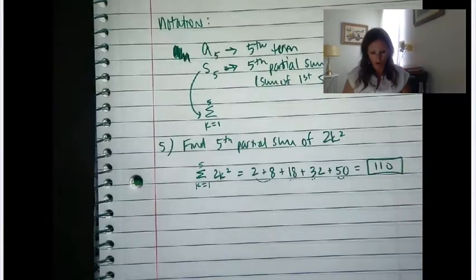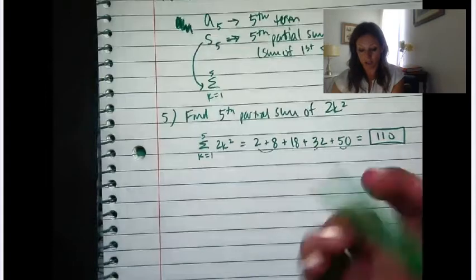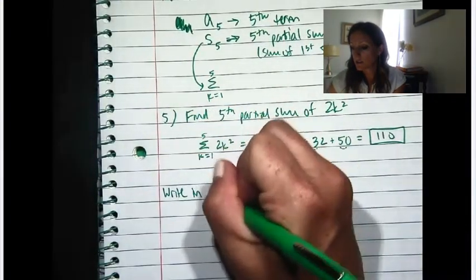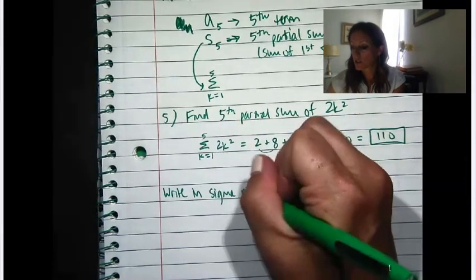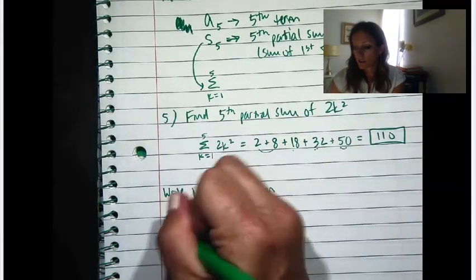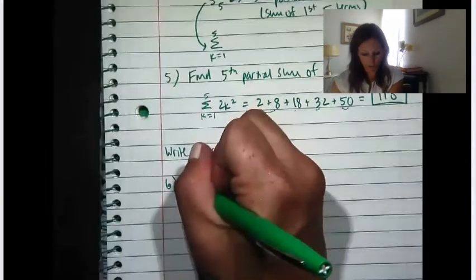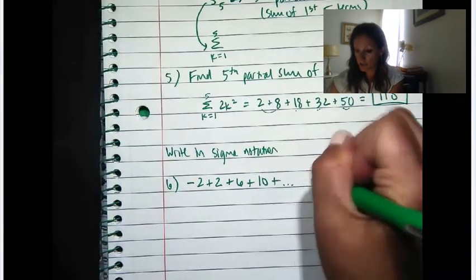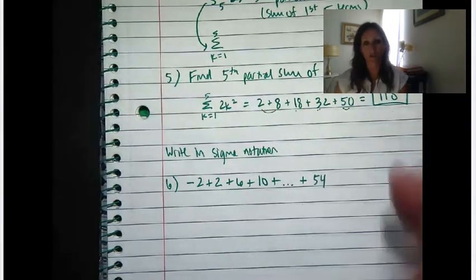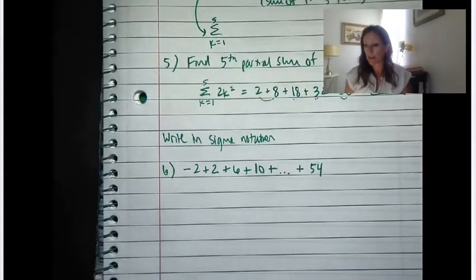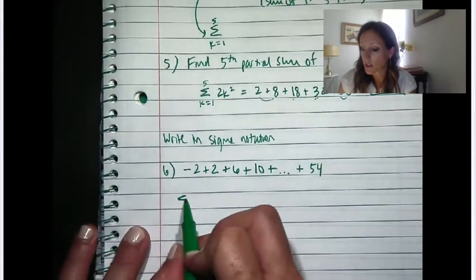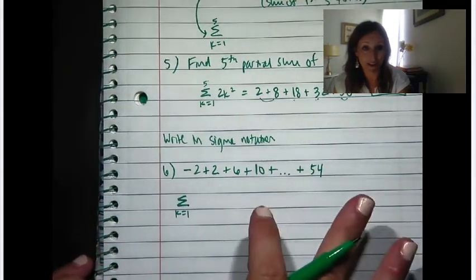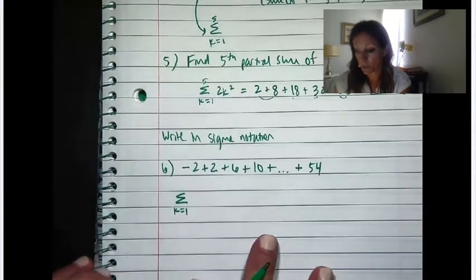Okay. So now I will switch back over to you guys writing the summation notation. So your instructions might say write in sigma or summation notation. And so for number 6, I'm going to actually give you -2 plus 2 plus 6 plus 10 plus so on all the way to 54. So we have an actual stopping point. And to write this in sigma notation, I'm going to have k start at 1. You can have k start at other things, but it's going to really mix up how we write our explicit rules. So I recommend starting at 1.